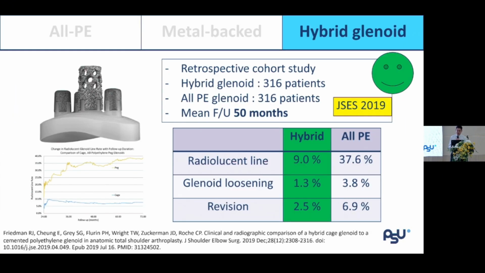A retrospective cohort study compared the hybrid glenoid and the RPE glenoid. The hybrid glenoid demonstrated better long-term stability with lower radiolucency, less loosening, and fewer revisions, supporting its superior fixation and durability over time.